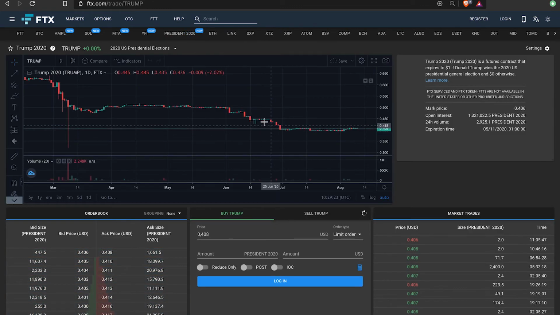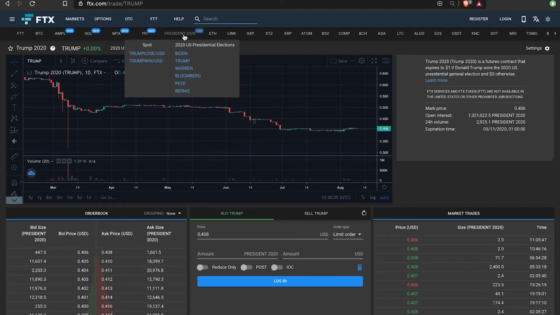Say that you are confident that Trump is going to be re-elected. Well, you can place your bets here. You can speculate on that. So in this chart, you can see on the right that the price currently is 40 cents for this contract. That means that buyers and sellers agreed upon this price right now, and it says that Trump has a 40% chance of being re-elected.